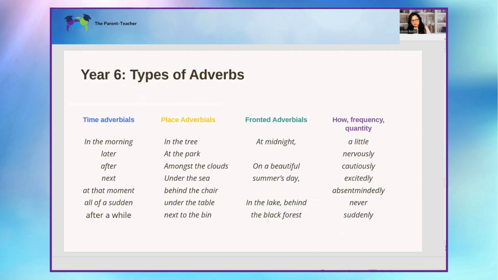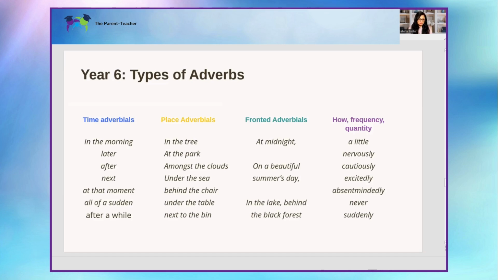So let's move on. In year 6, children will consolidate all the information that they've learned. So we've got time adverbials, place adverbials, fronted adverbials, which just means taking your time adverbial, place adverbial, or any other adverbial and putting it to the front of the sentence. And also how, frequency and quantity adverbials.